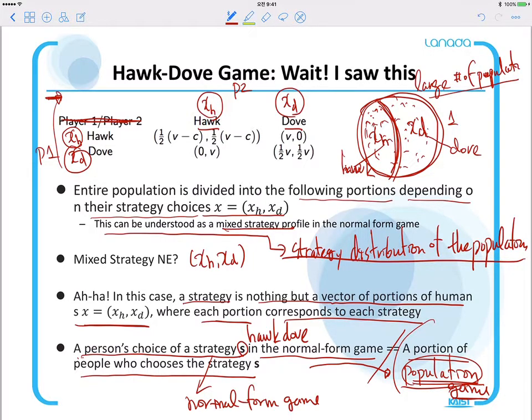So the strategy here in the normal form game is just the probability distribution over the strategies, but here it's the same thing. Its outlook is the same, but the interpretation is different, like a portion of the people which chooses a strategy. Here the main assumption, or the main angle for this kind of interpretation, is that we're going to consider a large number of populations.